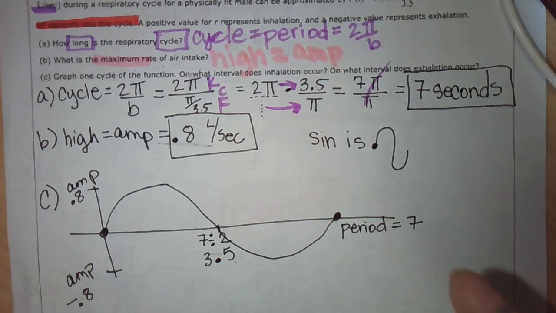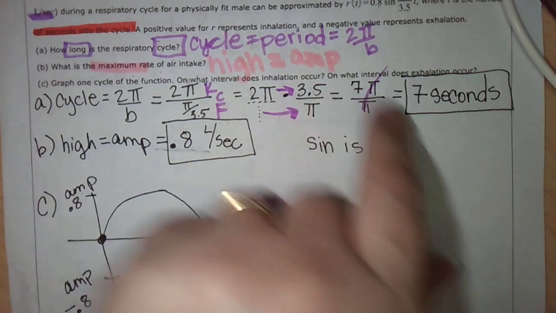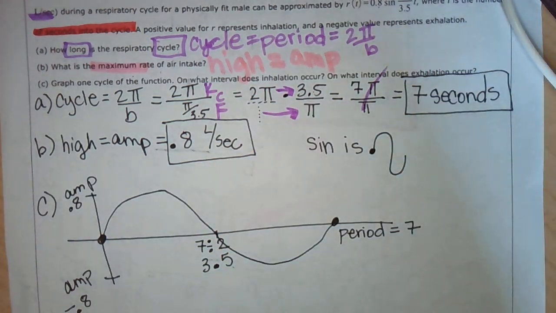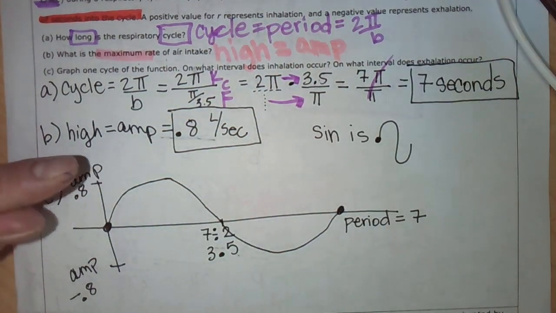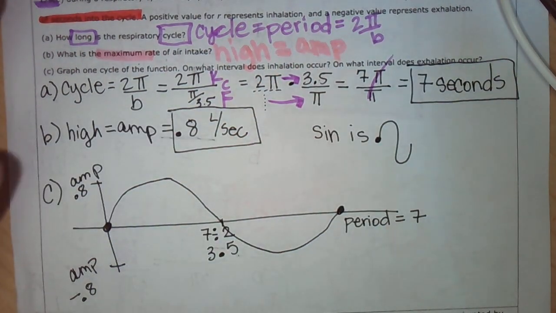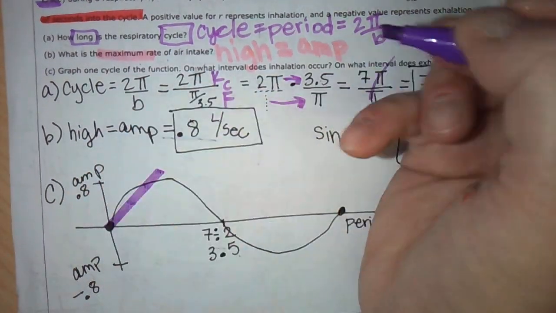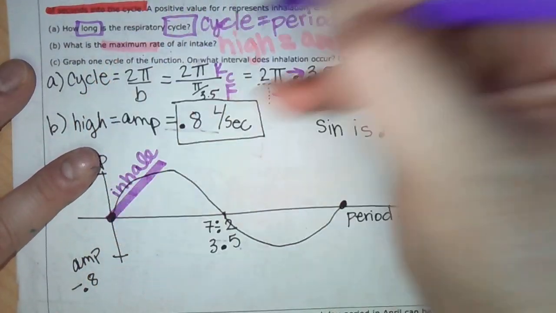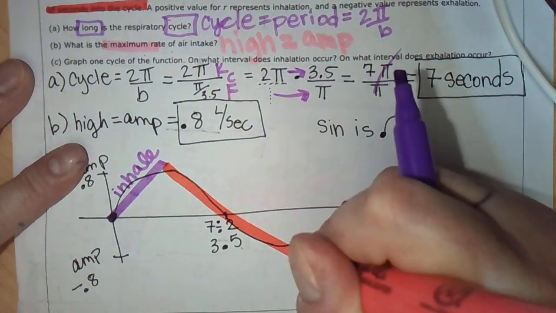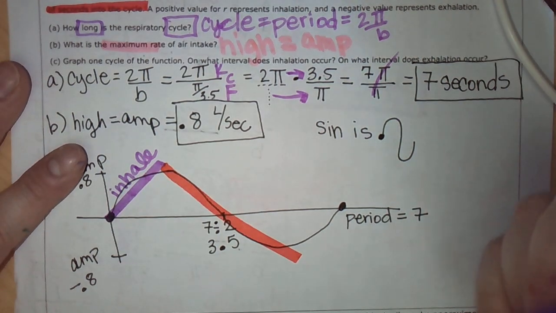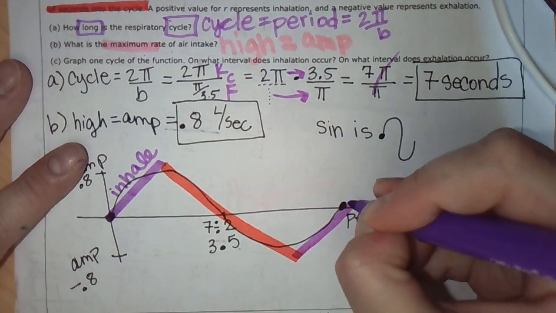Okay, they asked on what interval does inhalation occur. Okay, so when you inhale, you get more air, bigger air. When you exhale, you have less air. So inhaling means the amount of air in our lungs increases. Yeah, so this is where we inhale. But then we exhale. Then we inhale again.